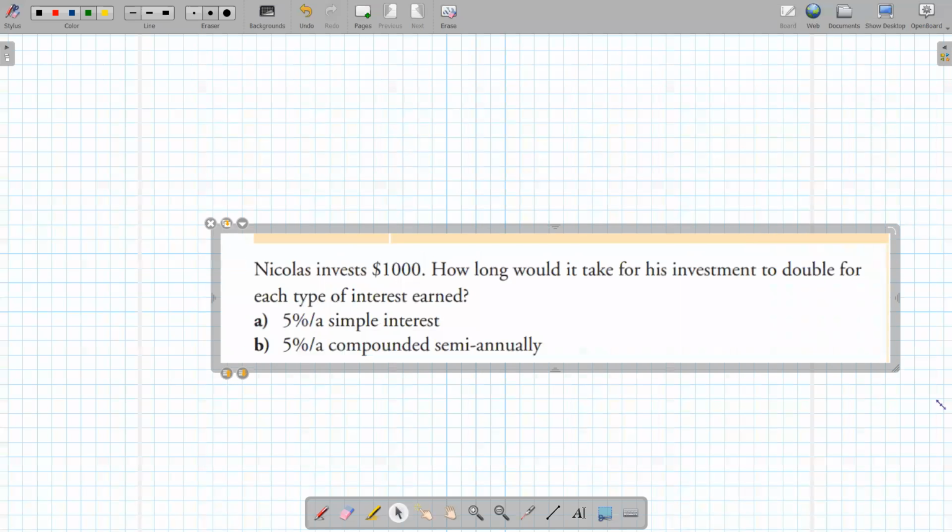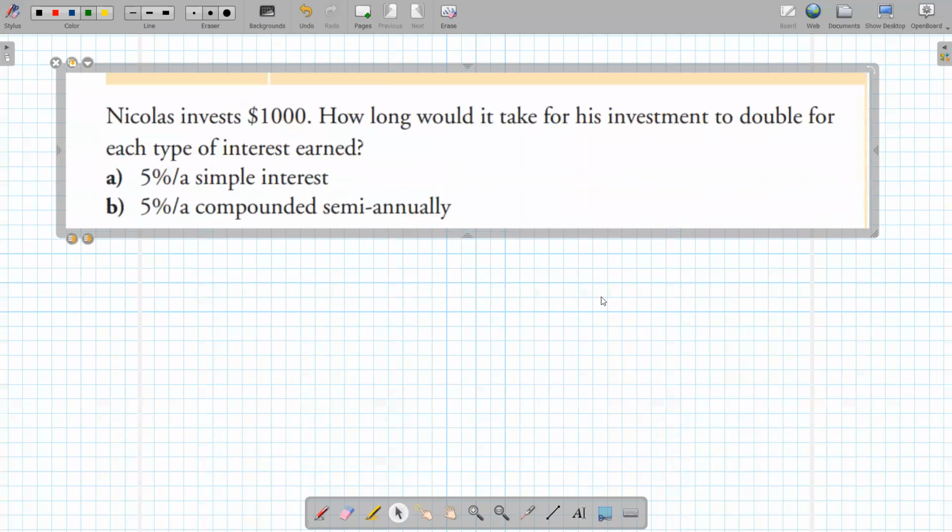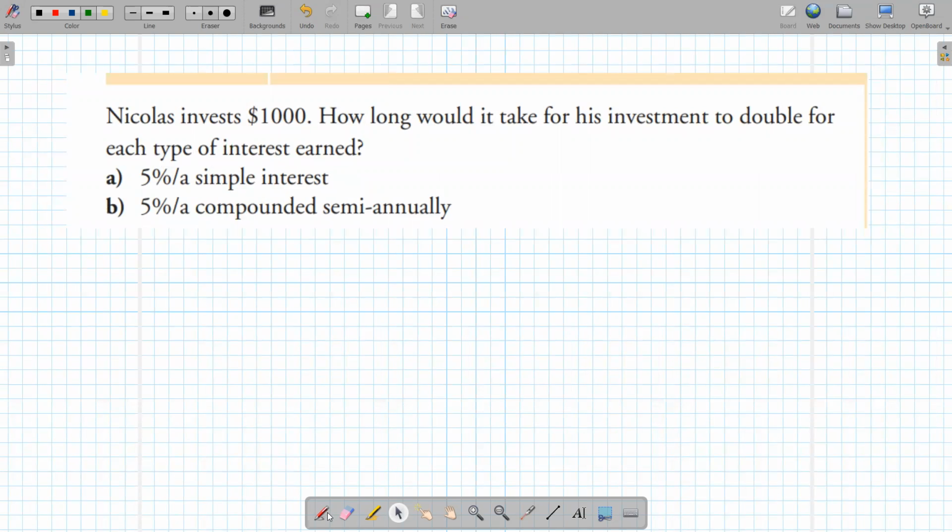So this one, Nicholas invests $1,000. How long will it take for his investment to double for each type of interest earned? So what are we trying to find? We're trying to find the time, okay? The formula for simple interest is this. So what do we know in this case?